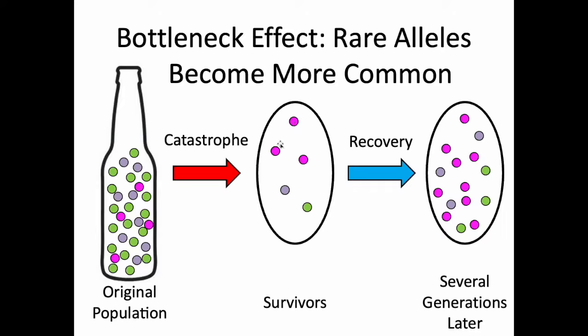Not because this purple allele is good or an adaptation. These randomly selected survivors had a lot of this rare allele, and now it's become very common in the population. But that's not the only way that this can work out. Again, it's random. A lot of different things can happen.